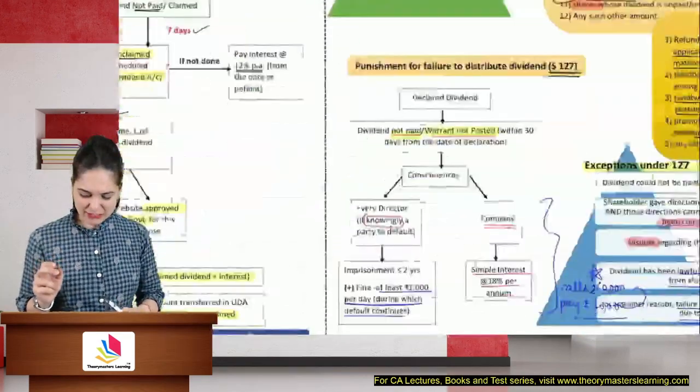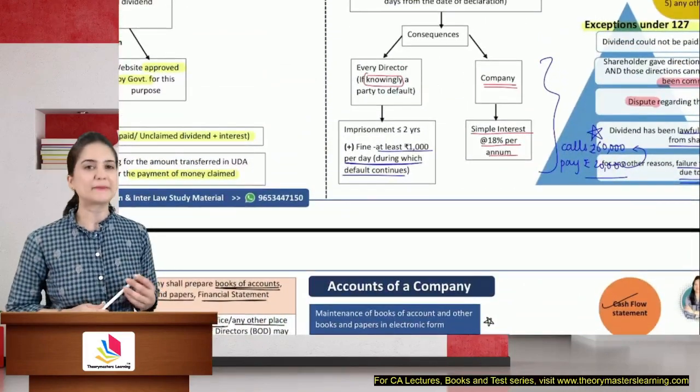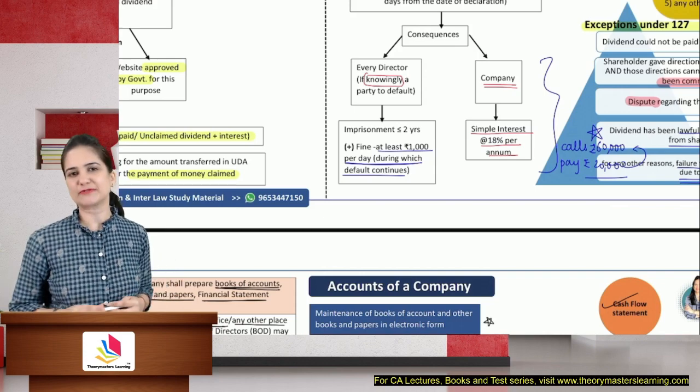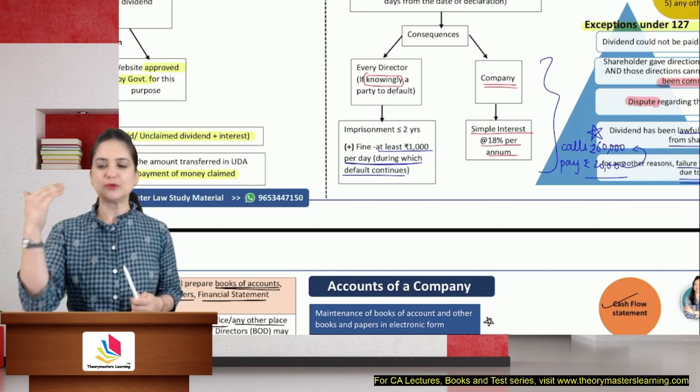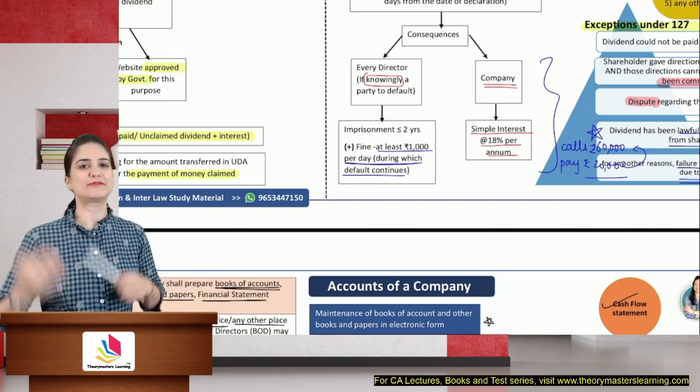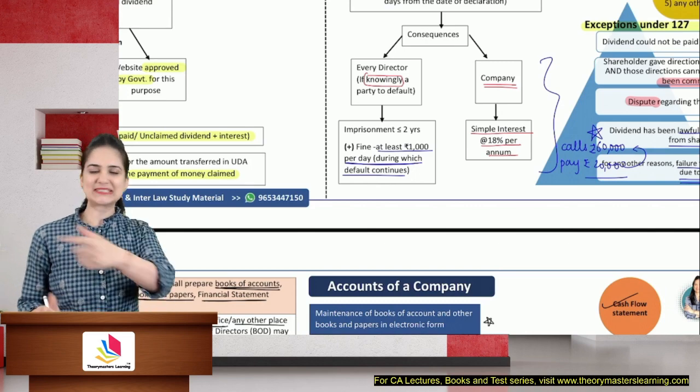Okay, after this we will discuss accounts of company. Yes, let us discuss accounts of company. Again, an important chapter for exam. As I always keep saying, units 5, 6, 7, they are extremely important for exam. You have to revise them before you revise the other chapters. All right, so let's get started.